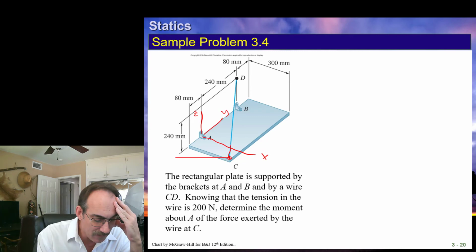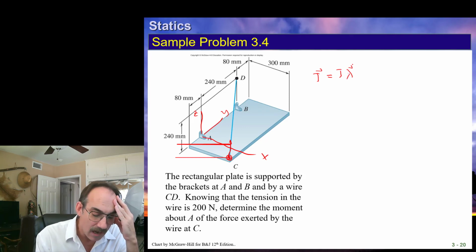We're first going to need the unit vector. We already know the magnitude, so let's just choose two convenient points. We can see this line of action of the force. The vector force T is just the magnitude of T times the unit vector of that force. This is the unit vector of the force.